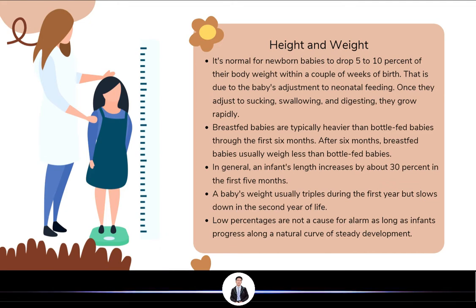In general, an infant's length increases by 30% in the first 5 months, and a baby's weight usually triples during the first year but slows down in the second year of life. Low percentages are not a cause for alarm as long as infants progress along a natural curve of steady development. That's about the height and weight of newborn babies, infants, and as they grow into toddlers.